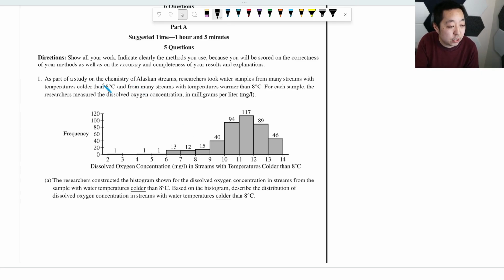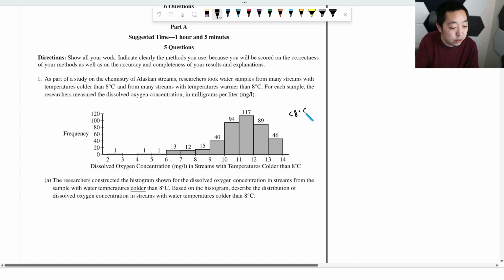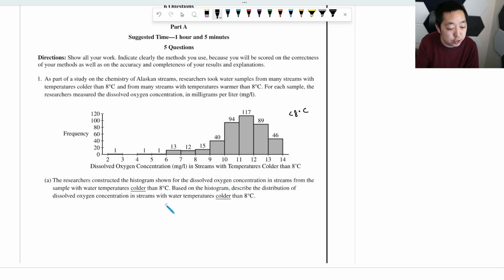Part of a study in the chemistry of Alaskan streams, researchers took water samples from many streams with temperatures colder than 8 degrees Celsius and from many streams with temperatures warmer than 8 degrees Celsius. For each sample, the researchers measured the dissolved oxygen concentration in milligrams per liter. So they got both colder and warmer. The researchers constructed the histogram shown for streams with water temperatures colder than 8 degrees Celsius. Okay, so this is the less than 8 degrees Celsius one. Based on the histogram, describe the distribution of the dissolved oxygen concentration in streams with water temperatures colder than 8 degrees Celsius.